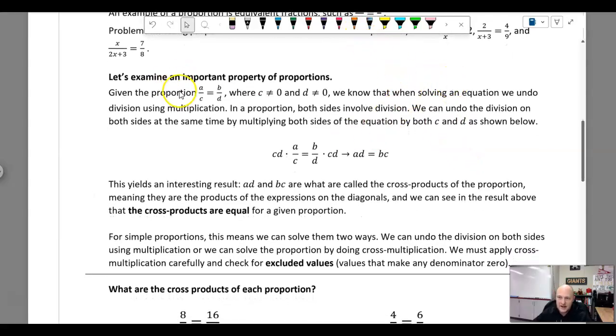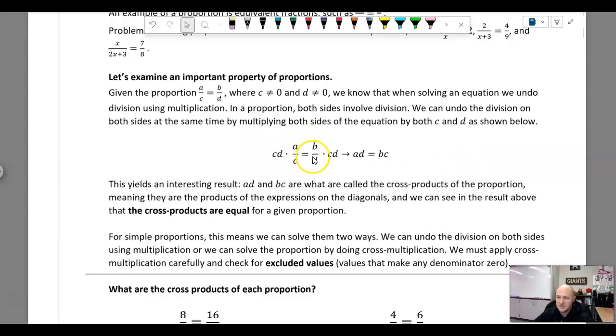Given a proportion, A over C is equal to B over D, where the denominators are not equal to 0, we know that when solving an equation, we undo division using multiplication, right? So if I want to undo this C, I'm going to multiply by C. If I want to undo this D, I'm going to multiply by D. So in a proportion, both sides involve division. We can undo the division on both sides at the same time by multiplying both sides of the equation by C and D as shown below.